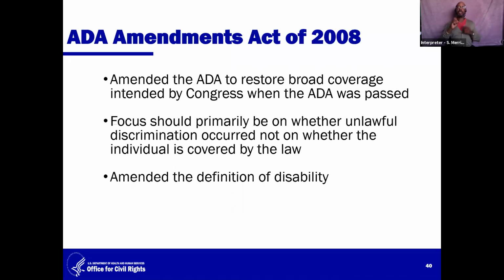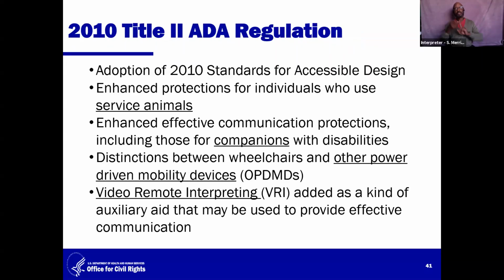So as you all likely know, in 2008, Congress passed the ADA Amendments Act to restore broad coverage as was intended by Congress when the Americans with Disabilities Act was passed. And wanted to put the focus back on whether unlawful discrimination occurred, not on whether the individual is covered by the law. And it also amended the definition of disability to broaden that definition.